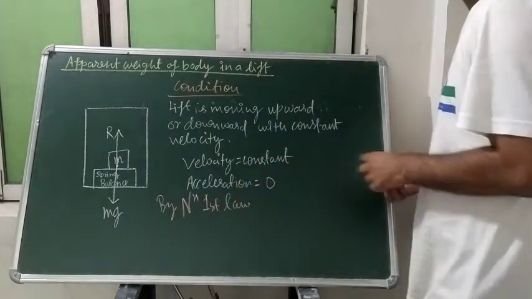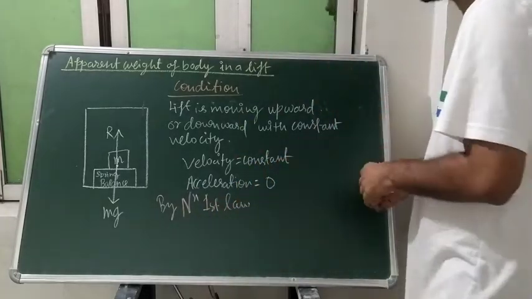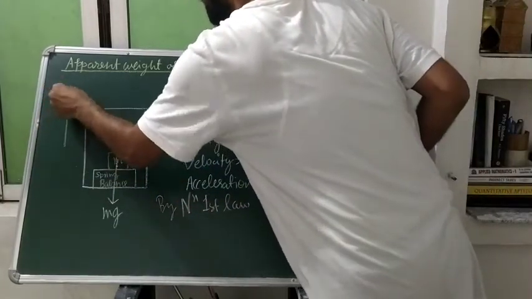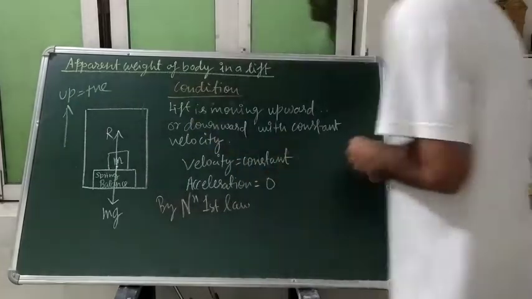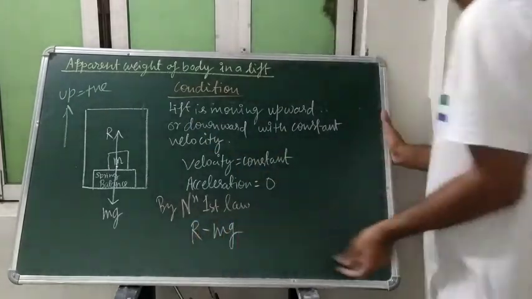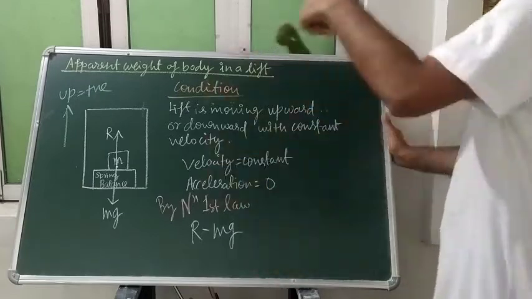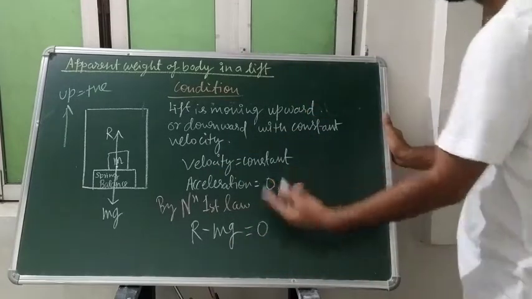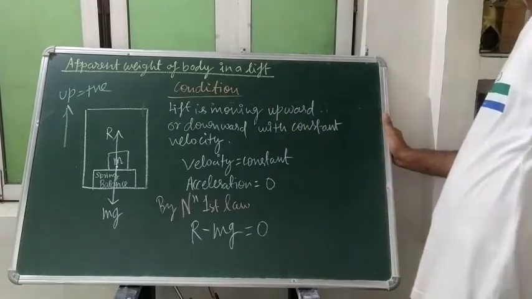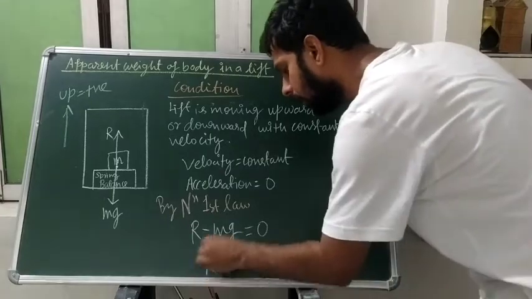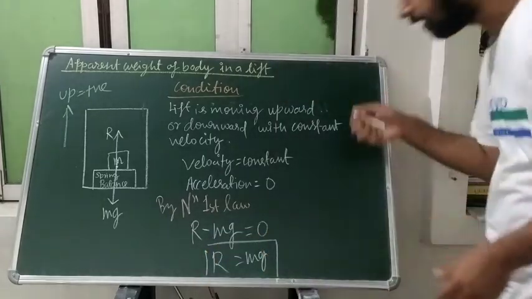we will say that upside is positive. Up we are taking as positive. So R minus mg: R is positive, mg becomes negative, should be equal to 0 since acceleration is 0. So the net force will be 0. It is our Newton's first law. So R will come out to be mg. R will be equal to mg in this case as well.